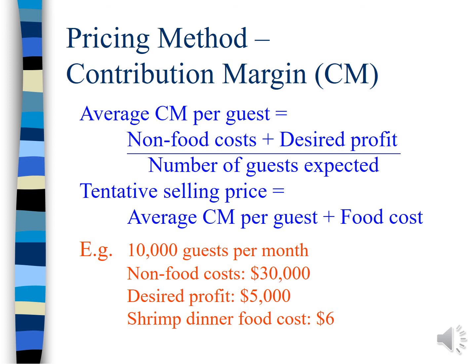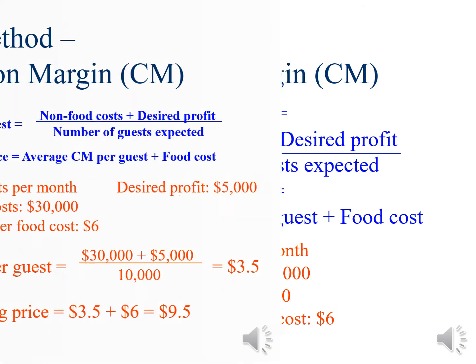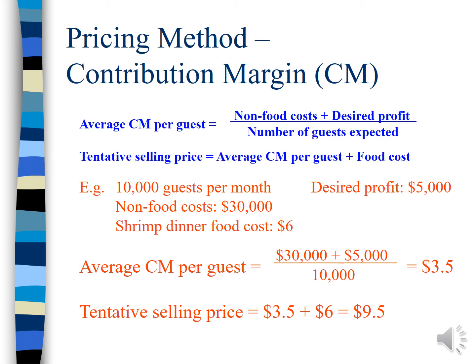For example, 10,000 guests per month, non-food cost of $30,000, desired profit of $5,000, shrimp dinner food cost of $6. If you plug those in, you're going to end up getting 30 plus 5 is $35,000 divided by 10,000 is $3.50. The tentative selling price is $3.50 plus $6, the food cost, which gives you $9.50.